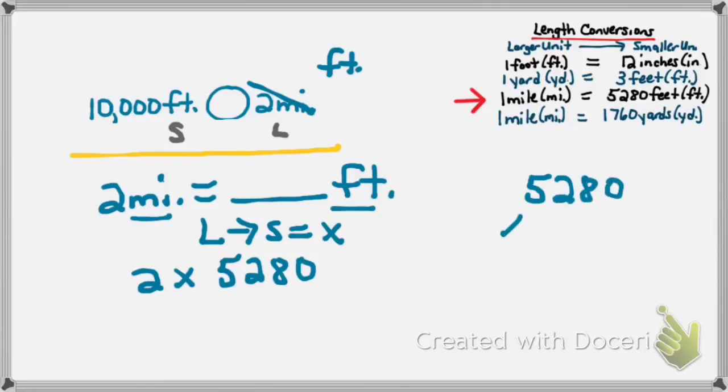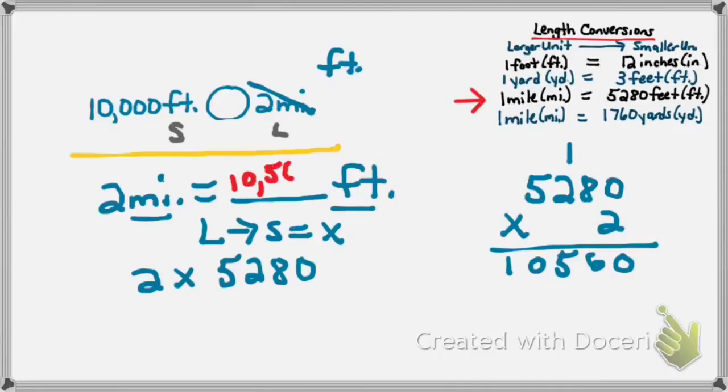5,280. Always put the number with the most digits on top. It's the fastest way to go. Times 2. So let's multiply. 2 times 0 is 0. 2 times 8 is 16, put down the 6, carry the 1. 2 times 2 is 4, plus 1 is 5, and 2 times 5 is 10. So I will write that on my line, 10,560 feet. So my 2 miles is 10,560 feet.